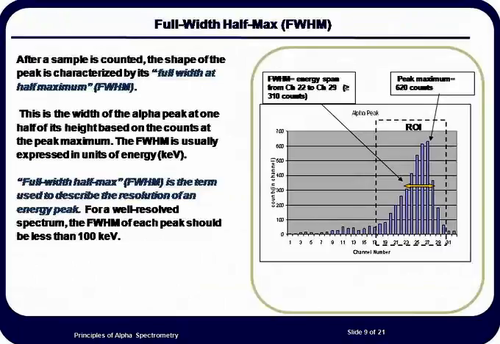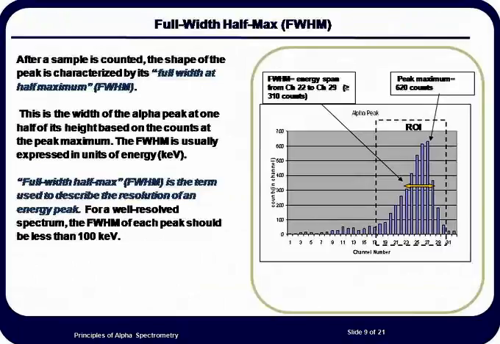In the graph to the right, the peak maximum comes at 620 counts. 1/2 of that is 310 counts. The horizontal line for 310 counts intersects the alpha peak at channel 22 and channel 29. For this spectrum, the energy per channel is 10 keV. Thus, the FWHM for this peak would be 70 keV.